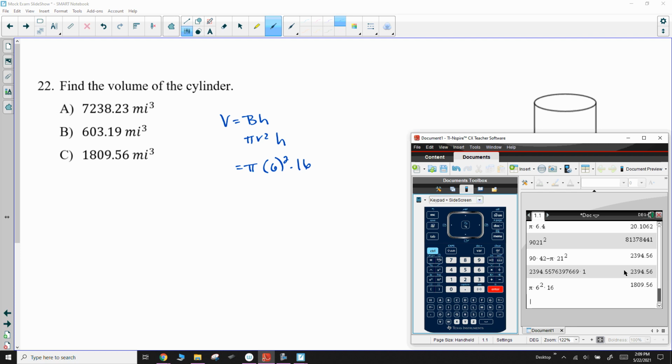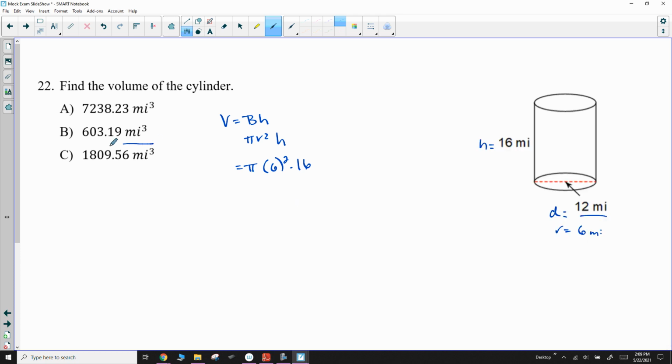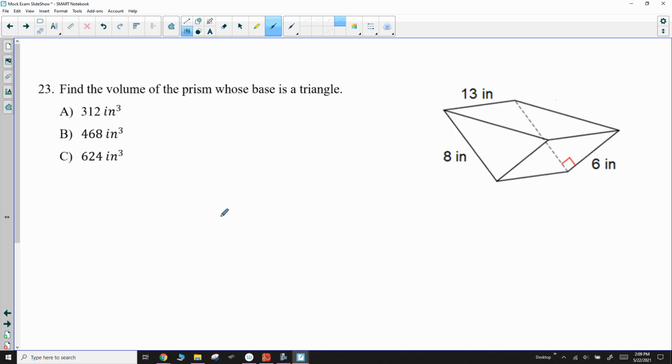1,809.56. And this is the same thing, like if I hit multiply by 1 and hit enter, it actually shows something very, very similar to this. So there's my right answer, 1809.56. Find the volume of the prism whose base is a triangle.